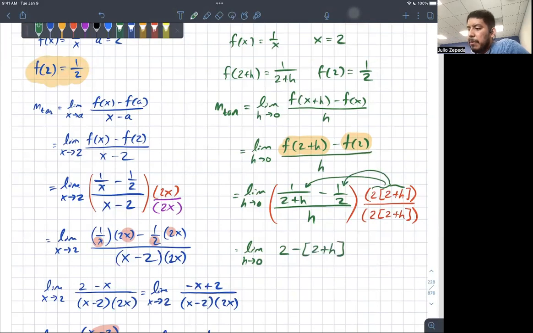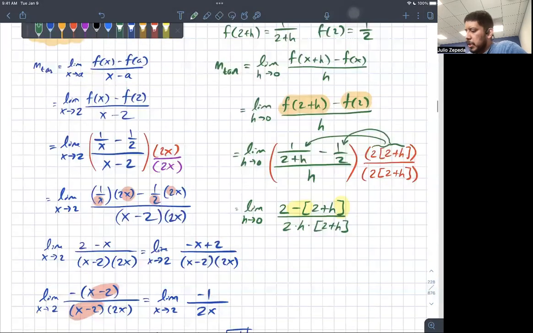Now, it is very important that we put these parentheses or brackets here because what's being subtracted here is that entire 2 plus h, not just the 2. So that's a very common mistake that students make. And then on the bottom, I'm not going to multiply it out. I'm just going to leave it as 2 times h times 2 plus h. Generally, something will cancel. And so let's continue.